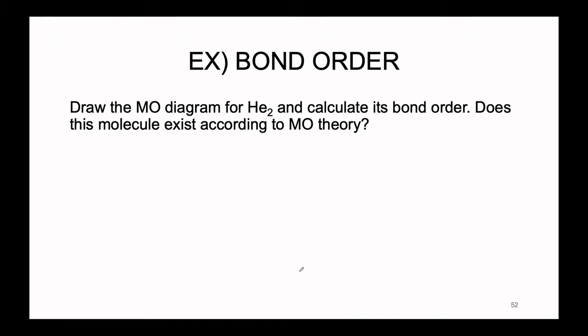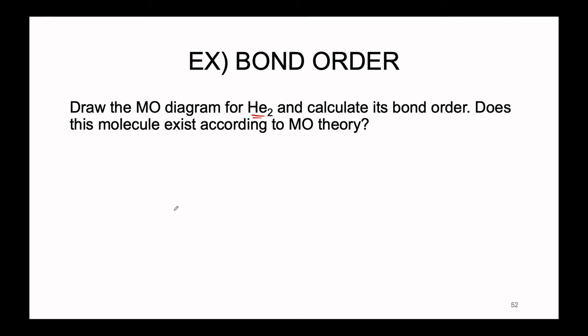We're going to draw the MO diagram for He2, helium-2. This is something we know doesn't exist. In fact, it's theoretically predicted that helium, even close to, if not at, absolute zero, will still exist in a liquid state. He2 is never going to exist. So let's calculate its bond order. Let's look at the diagram and use it to explain why this is impossible. Does this molecule exist according to MO theory? Spoilers, it doesn't. So let's see why.